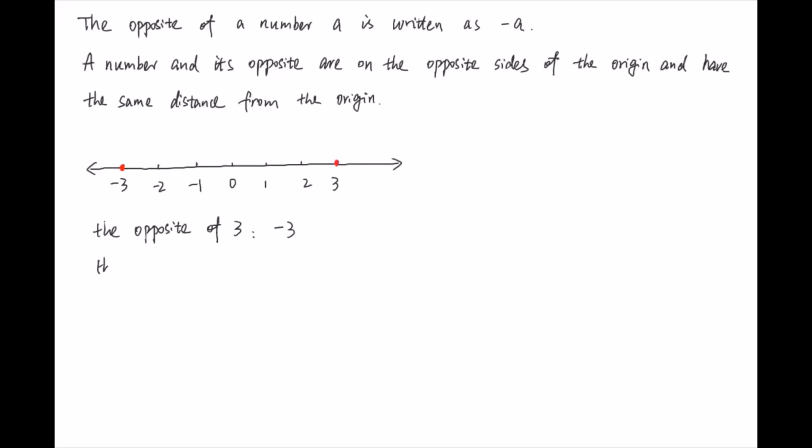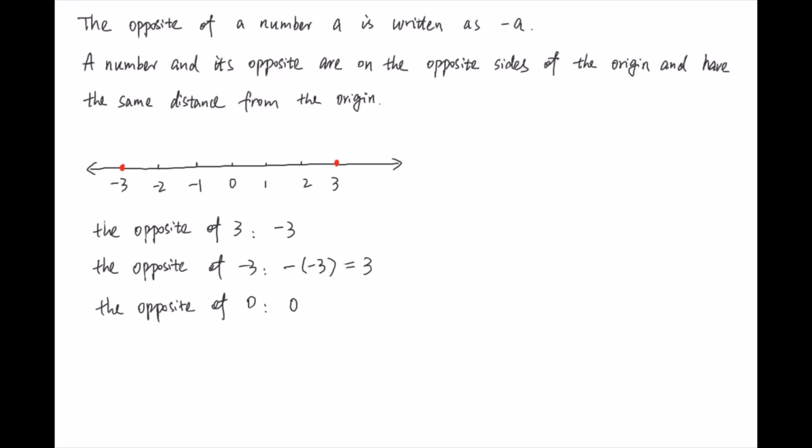Similarly, you can see the opposite of -3 is 3. So the opposite of -3 is 3, and the opposite of 3 is -3. The opposite of 0 is 0. So now we can see that a number and its opposite are always symmetric with respect to the origin.